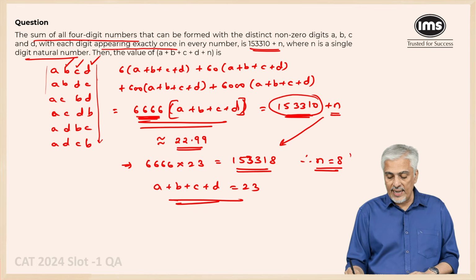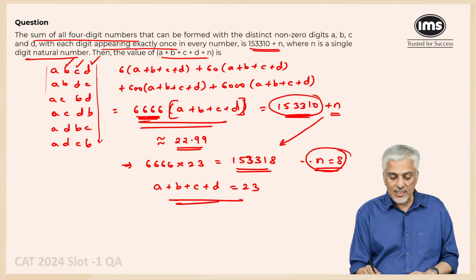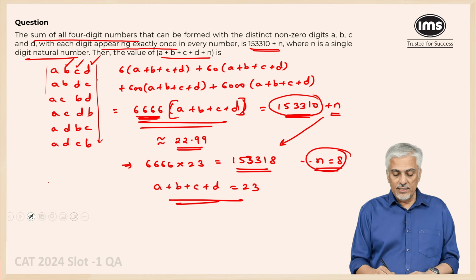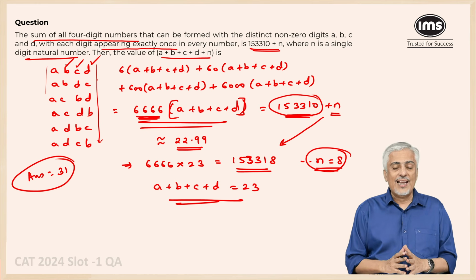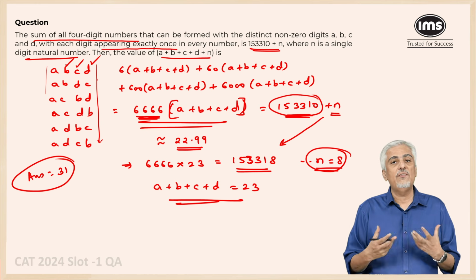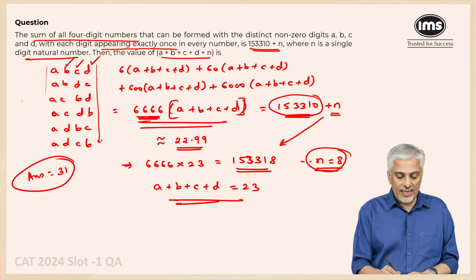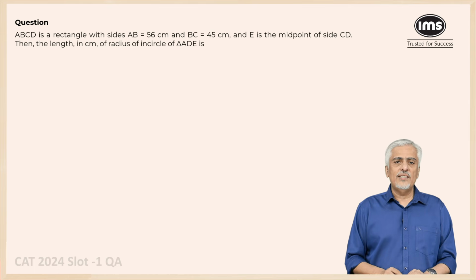So n is 8 and a plus b plus c plus d is 23. They've asked us for a plus b plus c plus d plus n, therefore the answer becomes 31. Again, not something which I expect you all to crack in an exam situation. Most of you would have left it after seeing it. Level C question, not easy at all. Let's have a look at the next question.